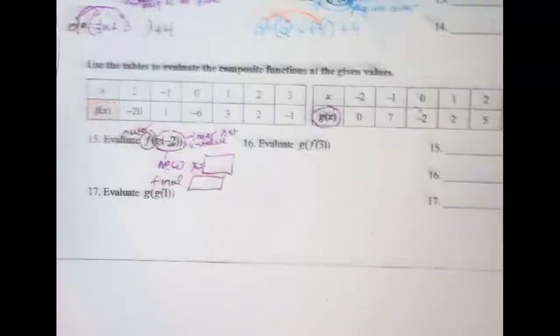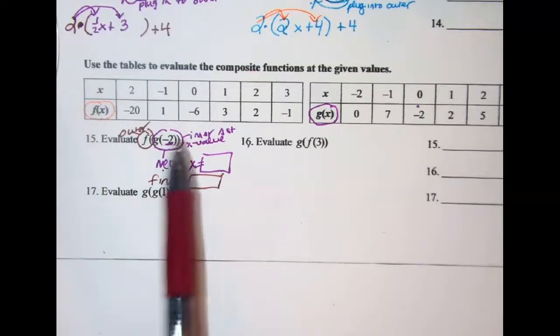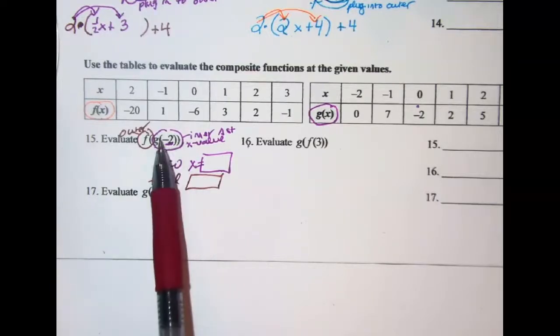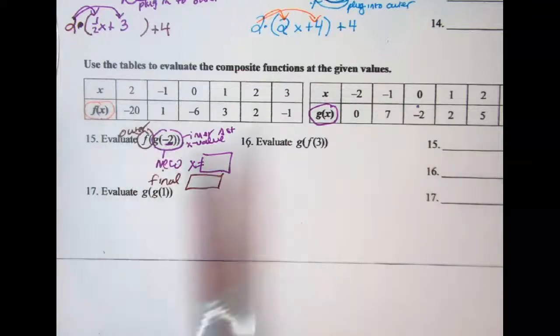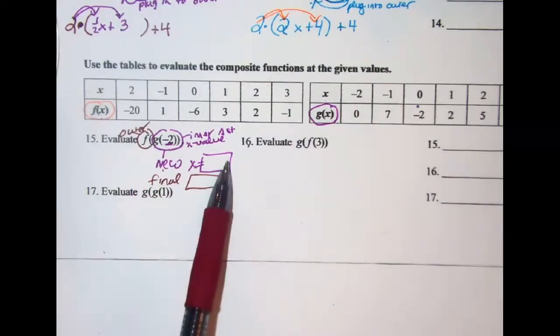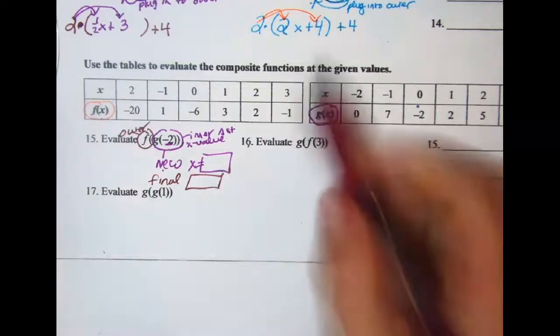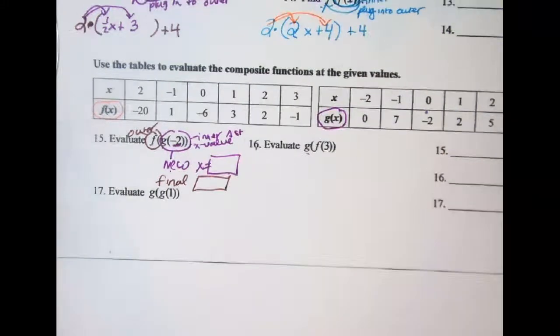So just replay this video if you're getting confused, but do the inner first, find it on the correct x part, whether you're looking at the f or the g, find a new x, plug it into the outer one second, and find your final. And that is it for the open response part.